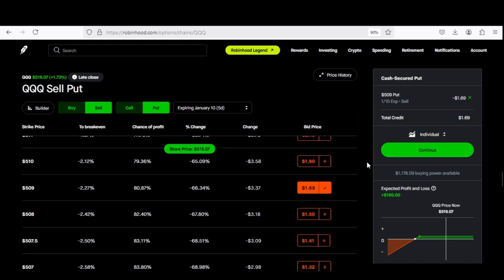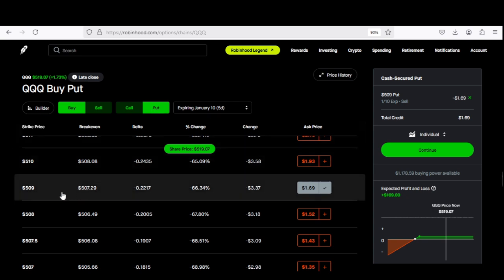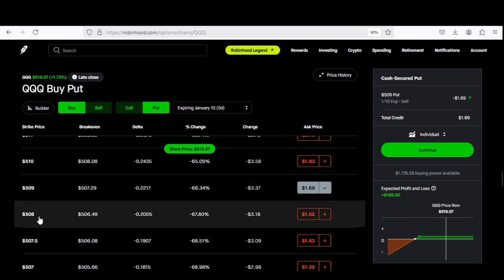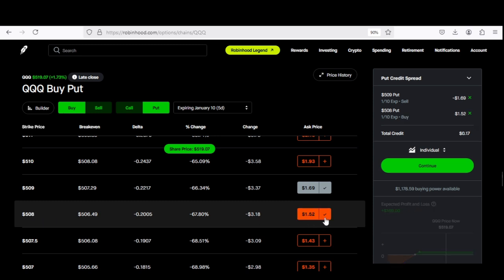We're going to go ahead and go to buy right now. And we're going to remain on the put side of things. We're going to maintain our exact same strike date. Now we're going to choose our new strike price below our previous sell strike price. And now that we're going to be buying a put, we're going to have to pay $1.52.